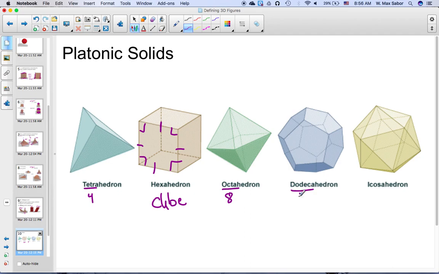A dodecahedron has 12 faces, all of which are regular pentagons. And an icosahedron has 20 sides. They're all regular triangles.